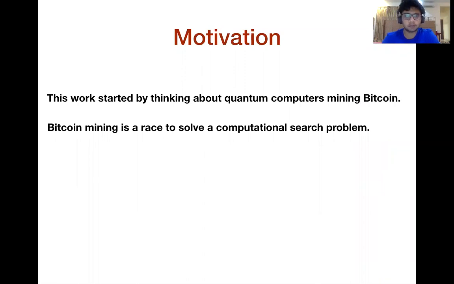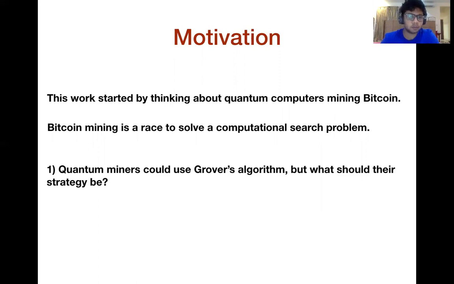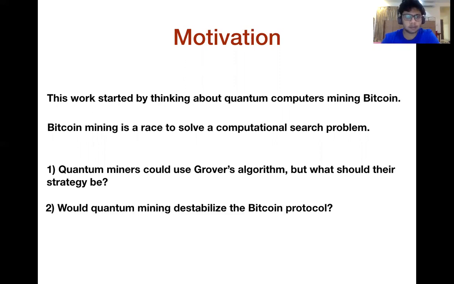The main motivation for this work was to understand how Bitcoin mining would be influenced by quantum computing. Bitcoin mining, in an abstract sense, is a race to solve a computational search problem. Therefore, quantum miners could be using Grover's algorithm to find this marked item quicker than any classical computer. But the question is, how exactly would they be using this Grover's algorithm? And secondly, whether these strategies can destabilize the Bitcoin protocol.